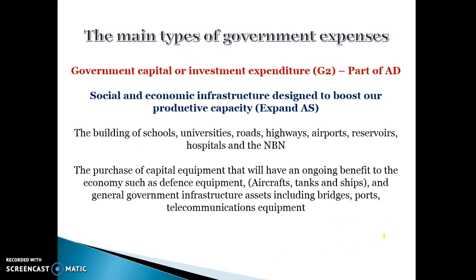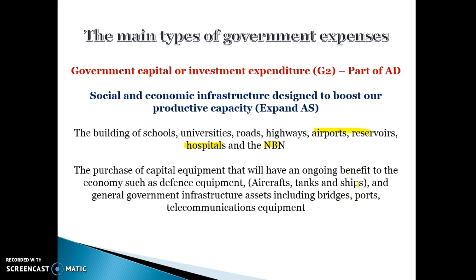Government capital or investment spending, or G2, it's about providing social and economic infrastructure. These are the things that are going to boost our future productive capacity. So a lot of these are about boosting aggregate supply, and they're generally about physical buildings and physical infrastructure. So it can include the building of schools, universities, roads, highways, the building of new airports or reservoirs, new hospitals. The NBN project would be included in government capital investment, building new ports. So all of this stuff is going to provide an ongoing benefit to the economy.